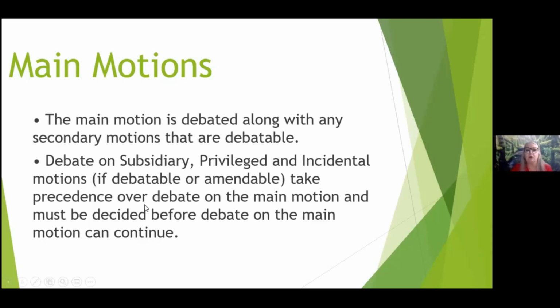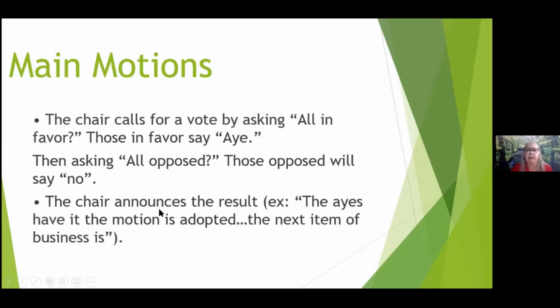Okay, we've done that one. There we go. So when we're taking a vote, it's all in favor, say aye. All opposed, say no. And then the chair will say the ayes have it, it's adopted, or the noes have it, next item of business, and you move on.